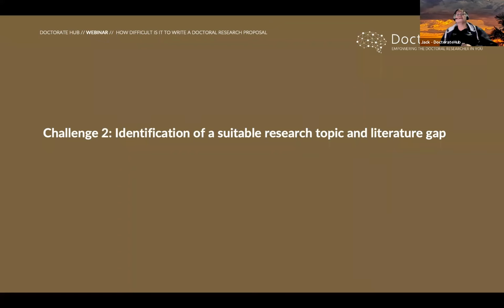Okay, and what was our next exercise, Andres? There you go, Jack. The next one was about identification of a suitable research topic and literature gap. But is there any comments on being able to find the suitable research topic and how to hone it in and narrow it down and see whether there's actually a literature gap itself or not? Is anyone managing to identify a research topic? Has anyone faced challenges with finding that mysterious literature gap?